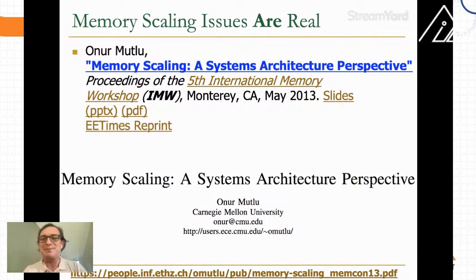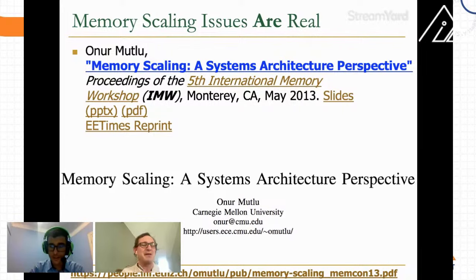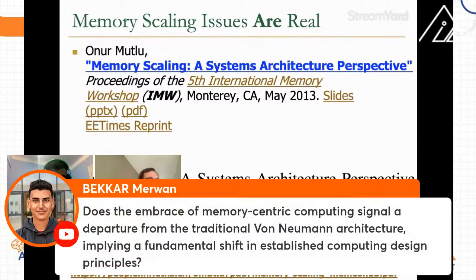By the way, feel free to stop me if there are questions, Ramzi, or anyone else who could stop me. Okay, I'd be happy to take questions. We're going to take two questions and continue. Sure. So the first question is from Marwan. He's saying, does the embrace of memory-centric computing signal a departure from the traditional von Neumann architecture, implying a fundamental shift in established computing design principles?